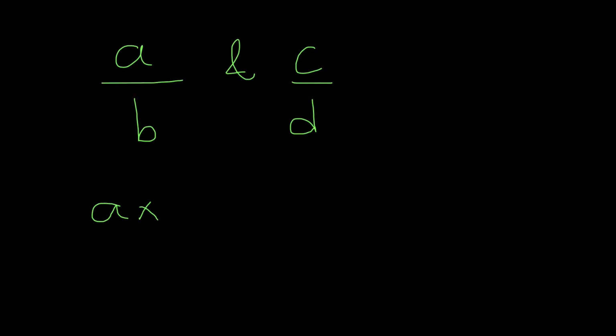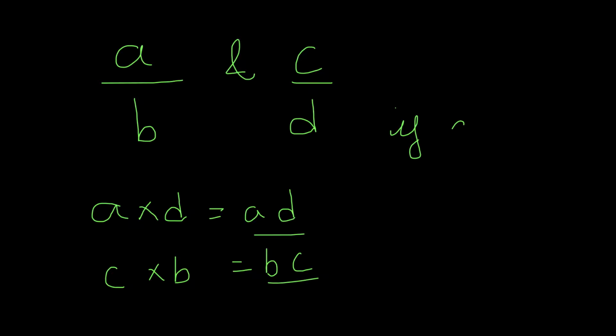Children, how will you check whether the given fractions are equivalent fractions or not? Suppose you take two fractions, a upon b and c upon d, where a, b, c and d can be any integers. You will check a multiplied by d and c multiplied by b. So this will be AD and this will be BC, and if AD equals BC, then the fractions are equivalent fractions.